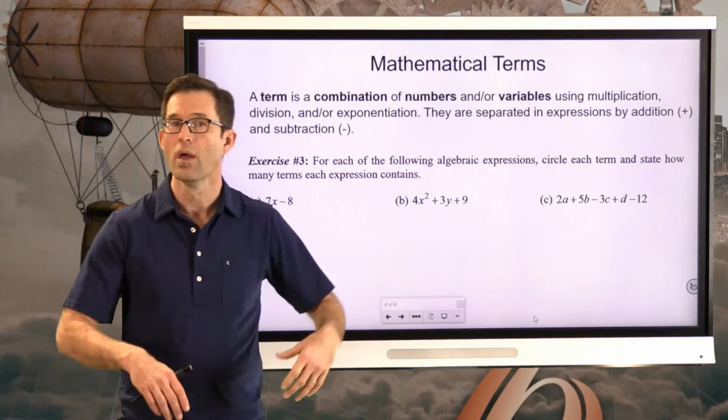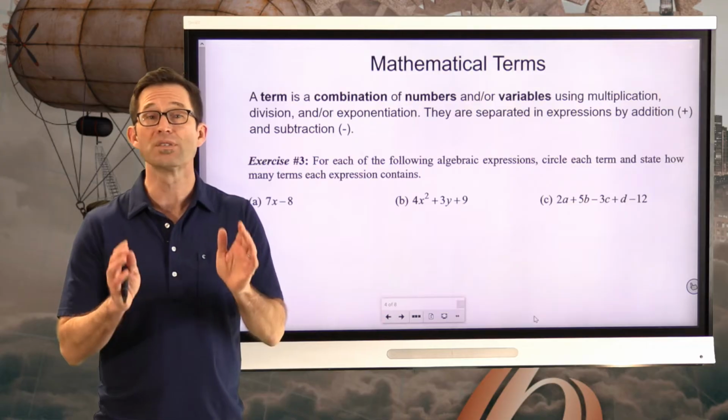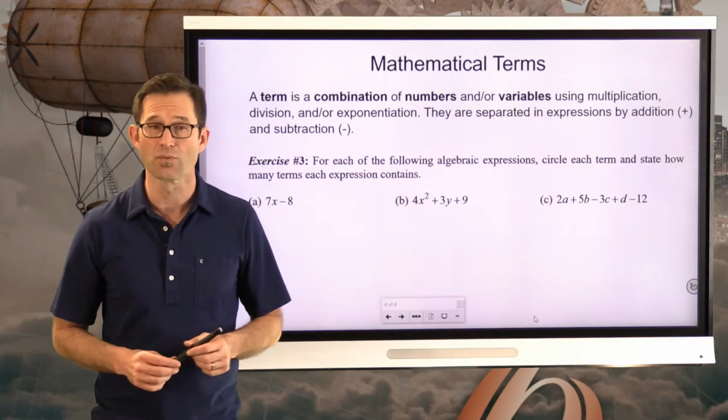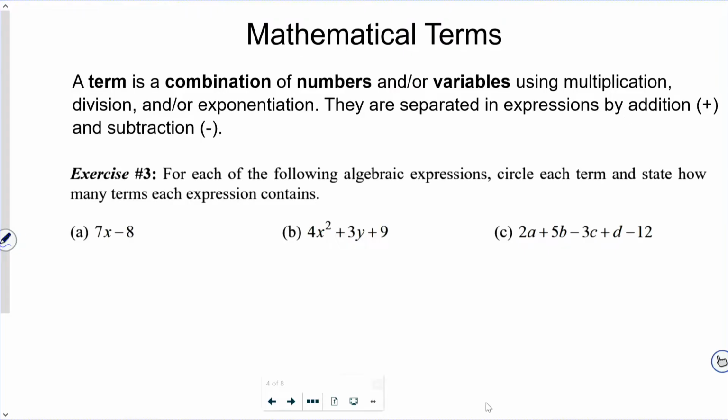So if you're ever wondering how many terms are there, is this a term, is that a term, then we simply need to look for the addition and the subtraction. Let's see how that works out in exercise number 3. For each of the following algebraic expressions, circle each term and state how many terms each expression contains. Sorry, I can't read very well.